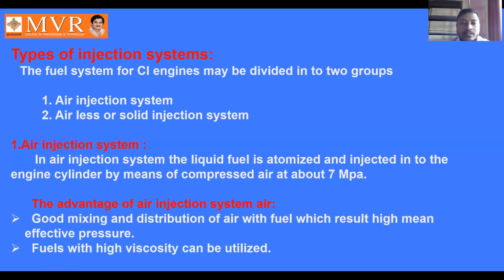MPa. Coming to the advantages of the air injection system, there is good mixing and distribution of air with fuel, which results in high mean effective pressure. After the air has entered the engine cylinder and undergone the compression process, we pump or atomize the fuel into the engine cylinder using the fuel injector.